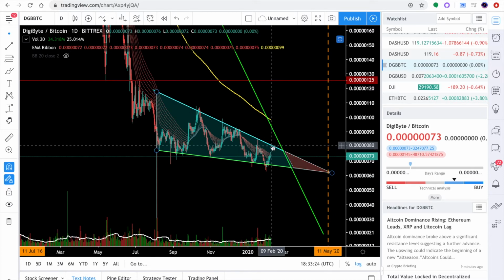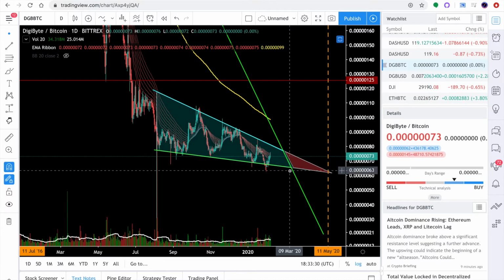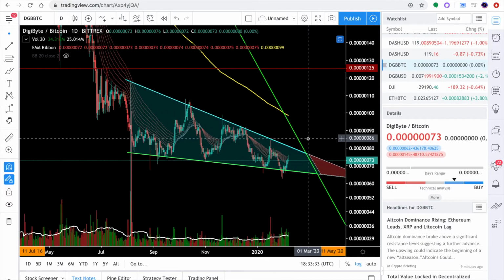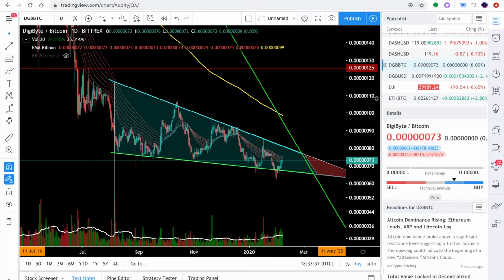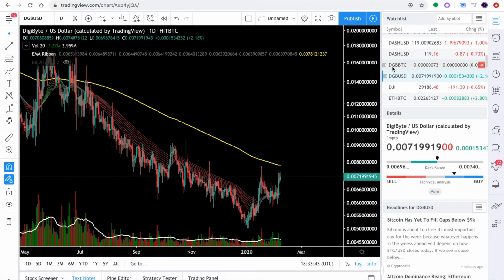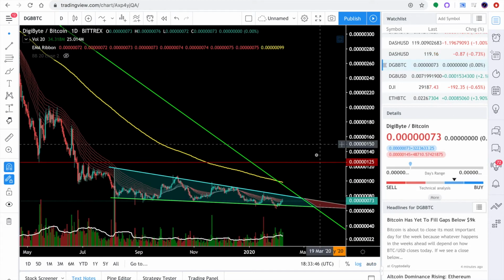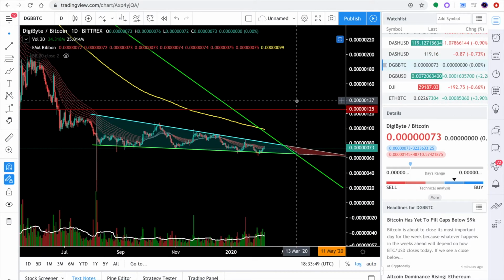So maybe I'll move a little bit of my position here and then see if we can catch it back down a little bit lower. But I'll have to see how it plays out, how Bitcoin moves. If Bitcoin goes crazy pre-halving, we could get a rise in the USD pairing, but the Bitcoin ratio drops. So that's always a possibility.